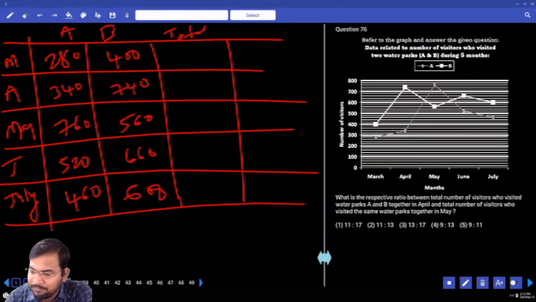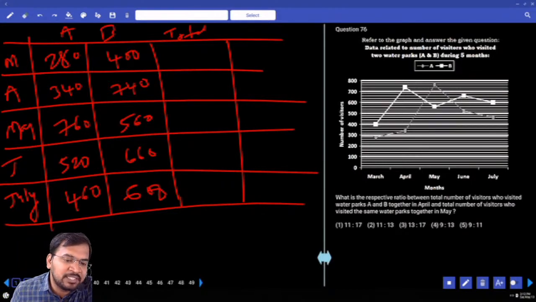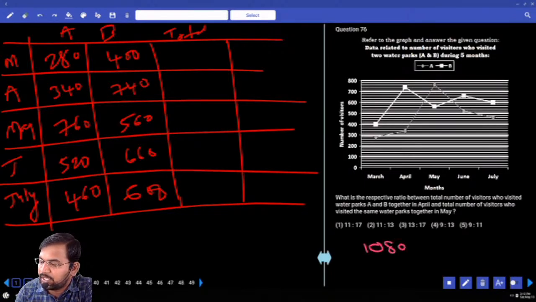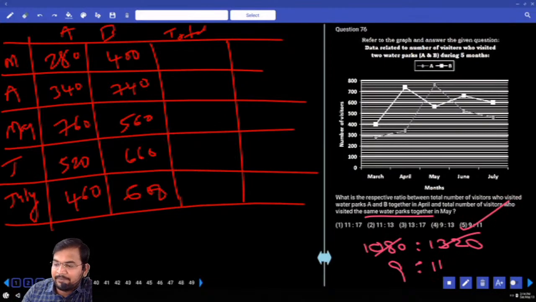Okay? See the first question. What is the respective ratio between the total number of visitors who visited parks A and B together in April and in May? April together is 1080. May is nothing but 1320. Now 12 nines are 108, 12 elevens are 132, so the ratio is 9 is to 11.